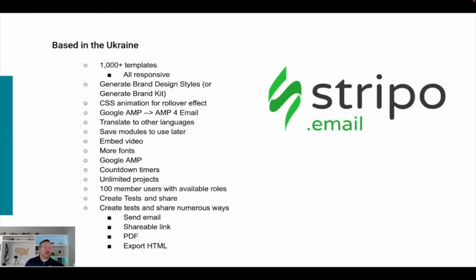You can translate to other languages. You can save modules to use later, which is really cool. Embed video, add more and better and custom fonts if you want to. Countdown timers, you have unlimited projects, 100 member users with available roles. So you can create roles within Stripo to help people that have larger teams use the product, create tests, and share the results with your team if you have more than one person at your organization.